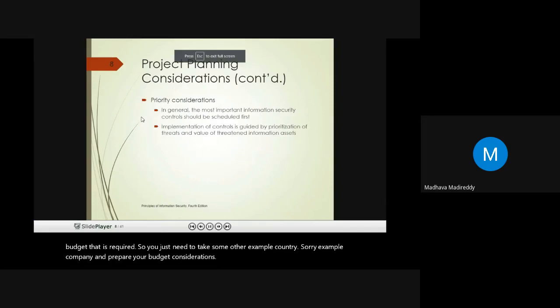Now, then we're looking at other project planning considerations. So here the priorities will come into the picture. The most important information security controls should be addressed first. They should be scheduled first. Then implementation of controls is guided by which threats and which information assets' security comes first. So you just need to prioritize. What is more important, what needs to be secured immediately, and what can be postponed. So the implementation of the controls is primarily on a priority basis.